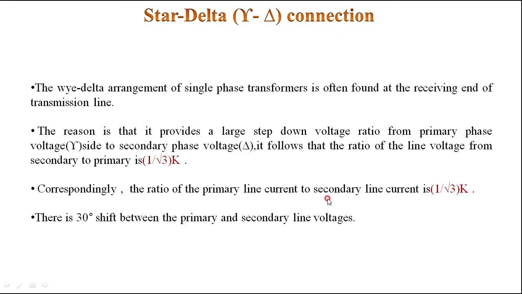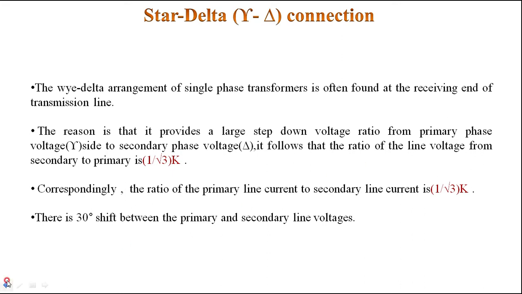Correspondingly, the ratio of the primary line current to the secondary line current is 1 by root 3. In the case of the transformer current ratio, that is I1 by I2, I1 is the primary current. There it is star connection, that is the line current is equal to phase current. Therefore, I1 is equal to I1 only, the line current. Whereas in the secondary, the line current is root 3 times I2, where I2 is the phase current in the secondary. Therefore, the ratio is I1 by I2, that is I1 divided by root 3 times I2. Therefore, here also the transformation ratio is 1 by root 3 times the K.